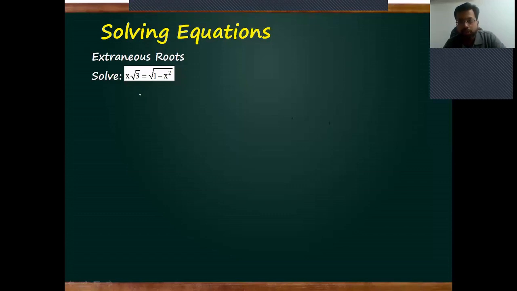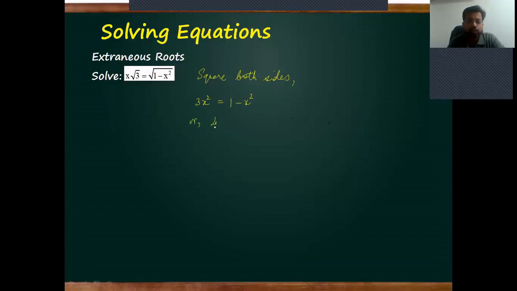Let's see this with the help of this example. You have an equation to solve: x root 3 is equal to root of 1 minus x squared, and you have to solve this equation. The first thing that you would do is square both sides. This is the obvious thing that we do. So squaring the left hand side, we get 3x squared, and on the right hand side we get 1 minus x squared.